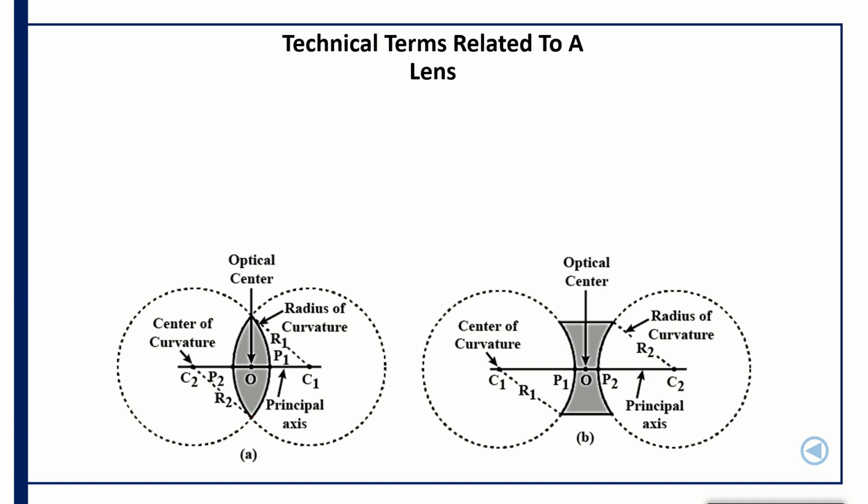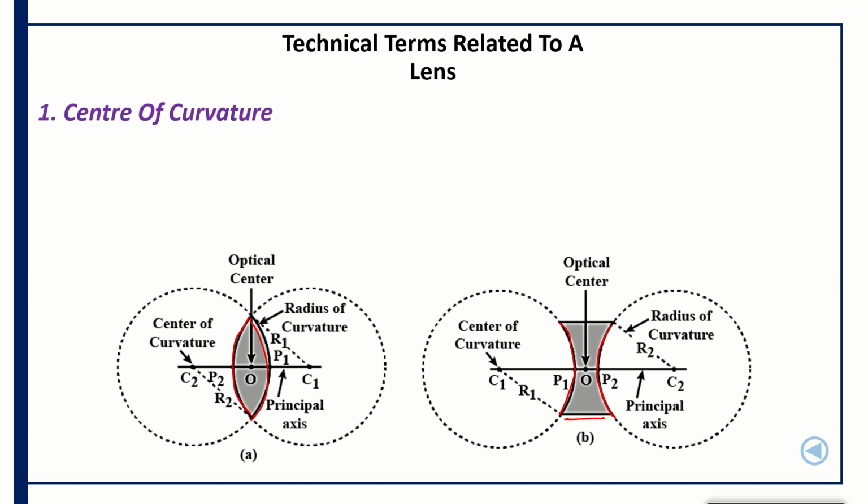If I am taking a concave lens, again both the surfaces are parts of two different spheres. Can you see here? They are the parts of two different spheres. So before understanding how lenses are creating images, first let's try to understand some terms which are related to lens.